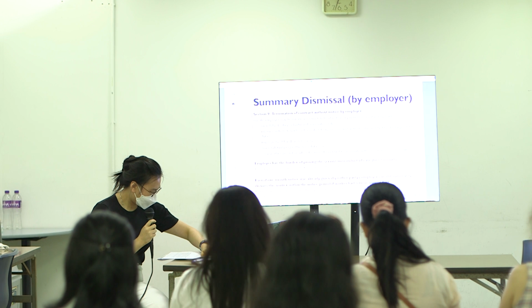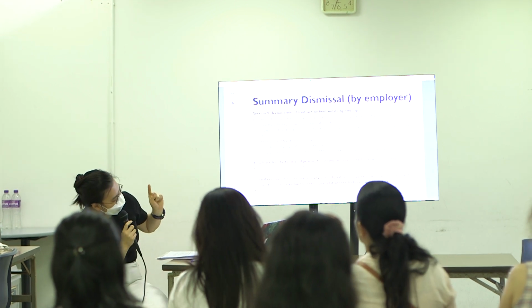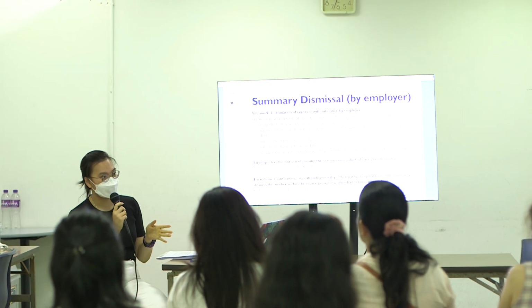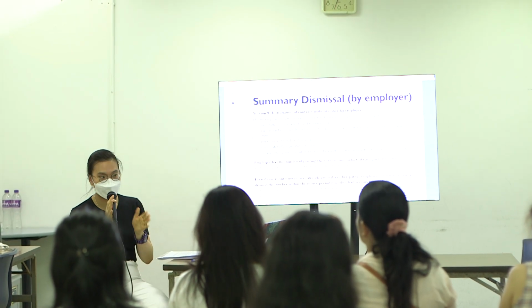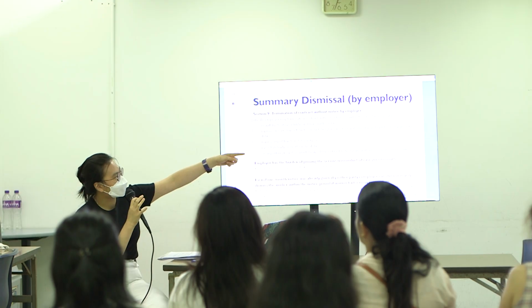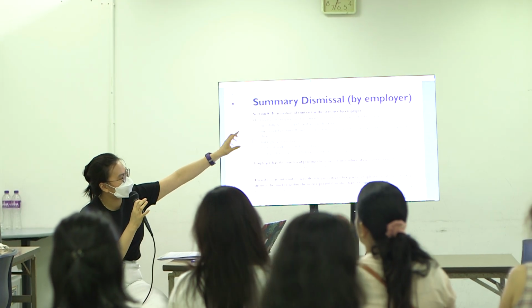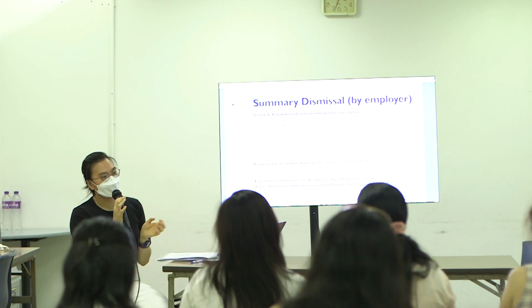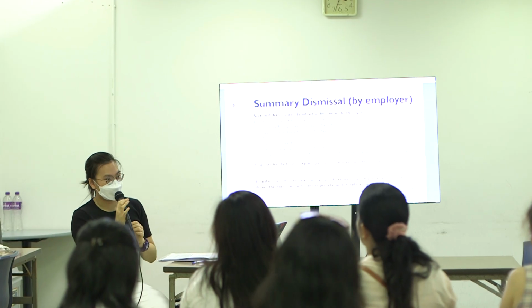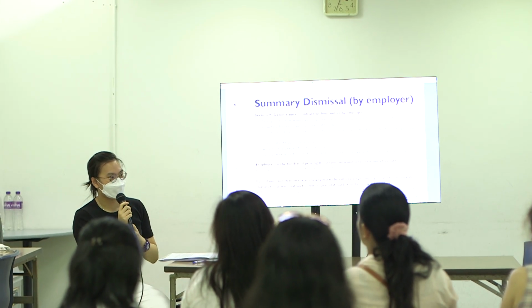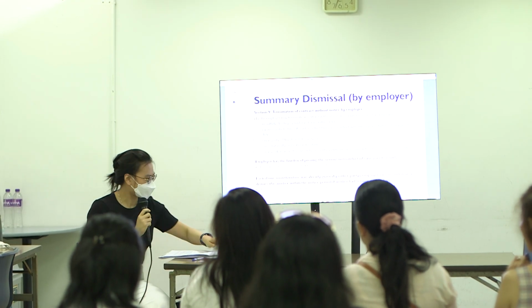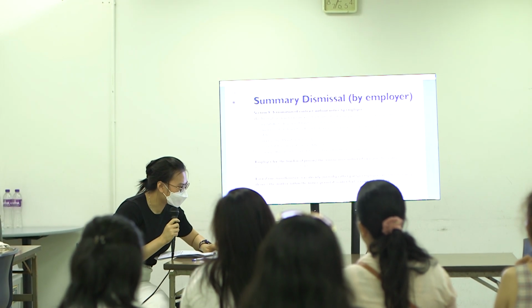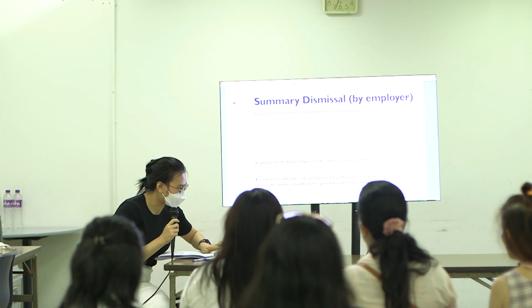Even though 1 month notice was already given by either party, for example, your employer has given you 1 month notice, during that period, if you are found to have committed this conduct, your employer can still summarily dismiss you. Do you get what I mean? So I'll talk about the situations one by one.